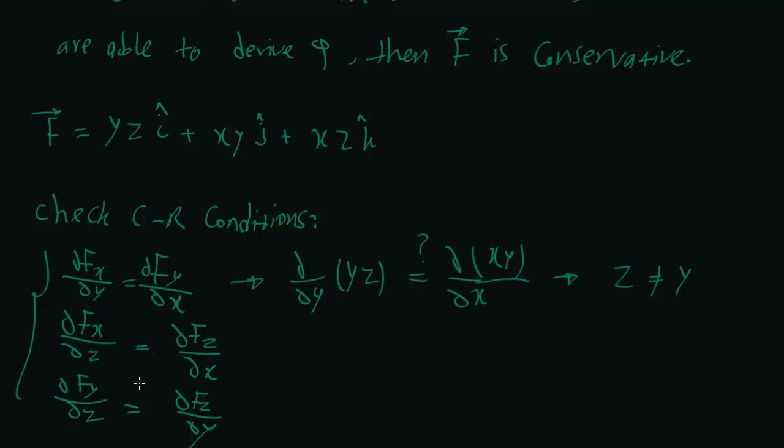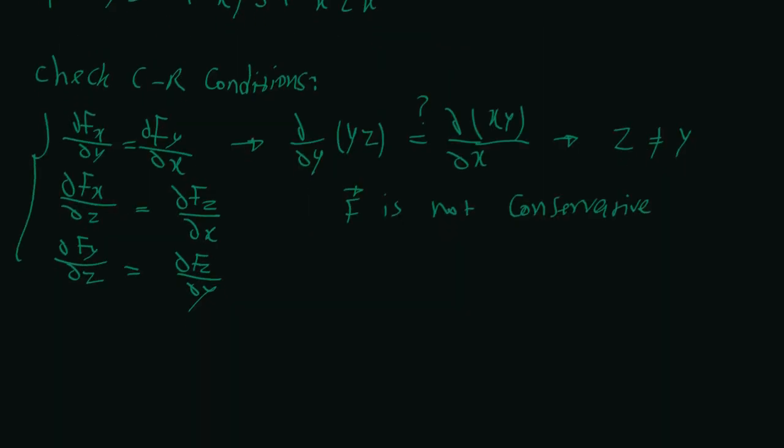We don't even need to check the other two conditions. All these three conditions should hold true at the same time if F is conservative. Even if one of them is not true, we can say that F is non-conservative. So because this is not true, we say F is not conservative.